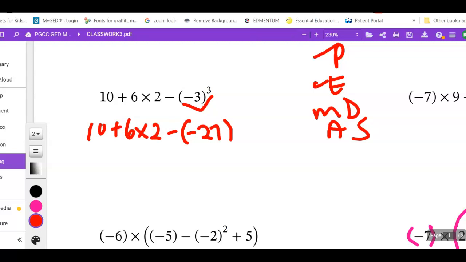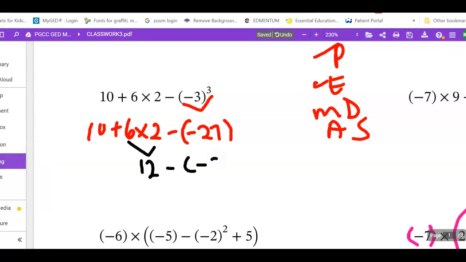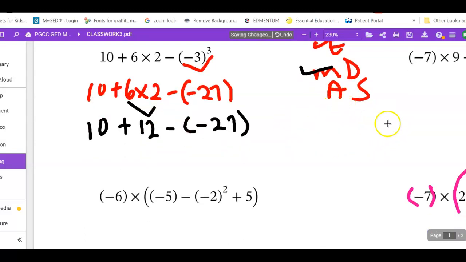There we go. So where do we go from here? We don't have any more exponents, so we will multiply or divide whatever we see first. And if we multiply or divide whatever we see first, guess what I see? I see that. So 6 times 2, that's 12. If I bring everything else back down, I have this. Any more multiplication or division? Nope. So check. We're now on add or subtract, whatever we see first.